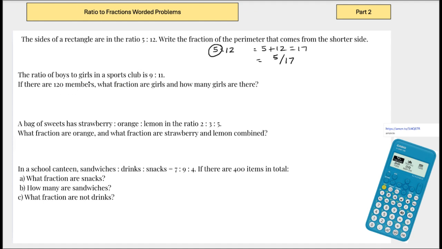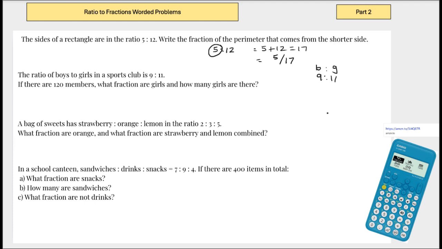The ratio of boys to girls in a sports club is 9 to 11. And we always know that it's in order, like I explained in the first one. If boys comes first, that's there. Girls would be 11. So I'm just going to label that. So if there are 120 members, what fraction are girls and how many girls are there?